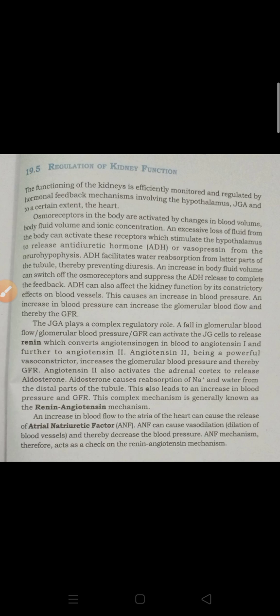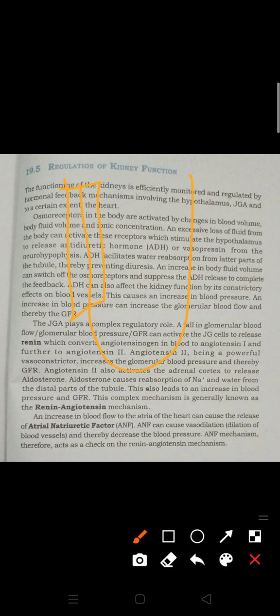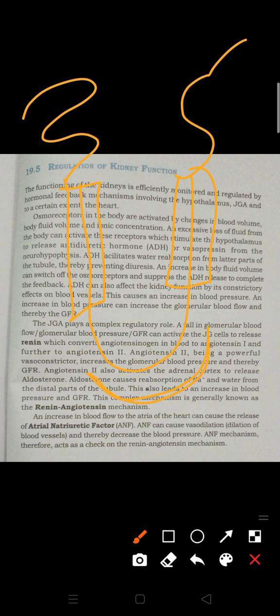So ADH facilitates water reabsorption from parts of the tubules. As you know, in the reabsorption process we discussed the PCT, DCT and loop of Henle: the descending loop of Henle, ascending loop of Henle, and vasa recta. Above it the PCT is present, above it the DCT is present. So it increases reabsorption by the different tubules. Who increases reabsorption from the tubules? ADH, and ADH is secreted by our hypothalamus into the pituitary gland, then finally from the posterior pituitary.